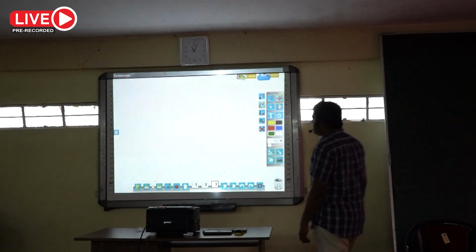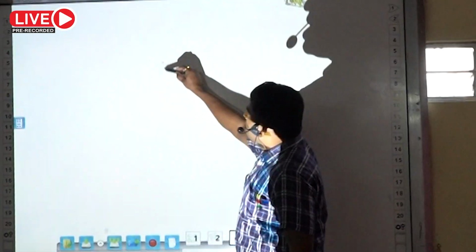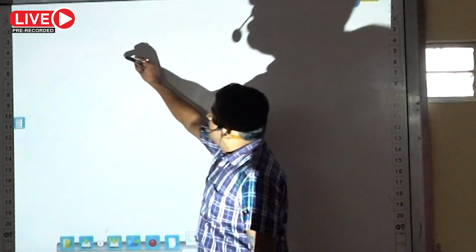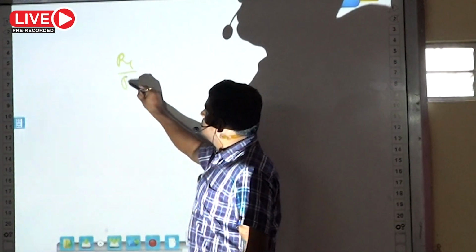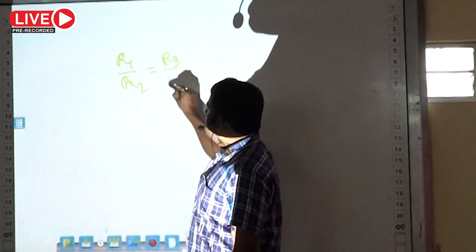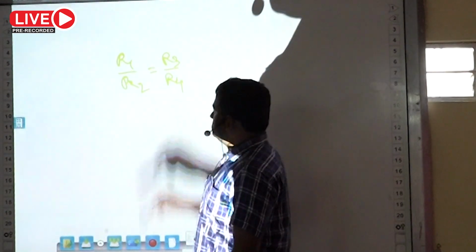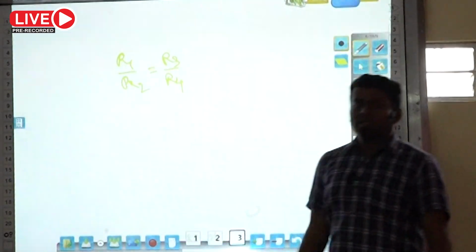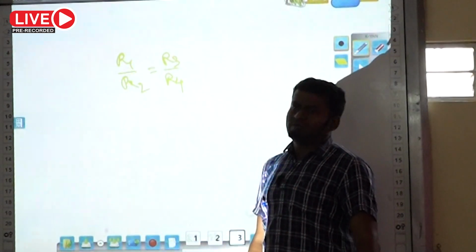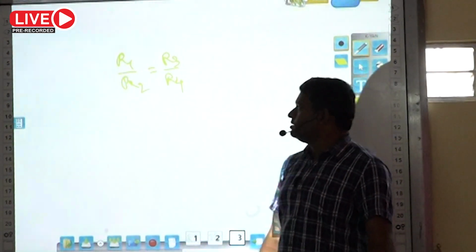because the Wheatstone bridge formula is given as R1 by R2 equal to R3 by R4. Okay. Now generally sometimes students write P by Q equal to R by S, that is also possible.